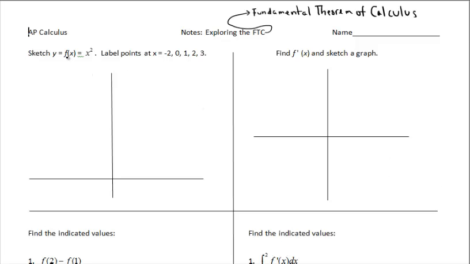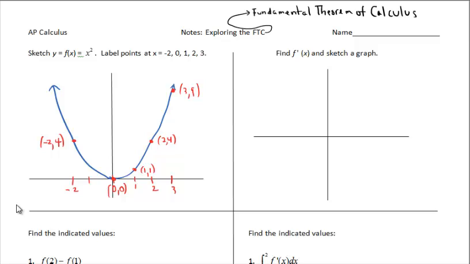All right, so we're going to sketch y equals f of x equals x squared, and label these points. Then you're going to find f prime of x and sketch a graph of that function. Here we have a sketch of y equals x squared. I took the 5 given x values, plotted them, and labeled the points. Now I'm going to find the derivative. Easy enough. The derivative is just 2x, a linear function. I'm going to sketch that graph.